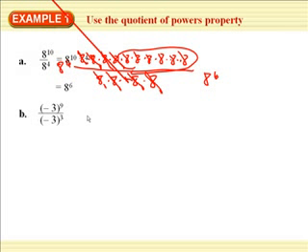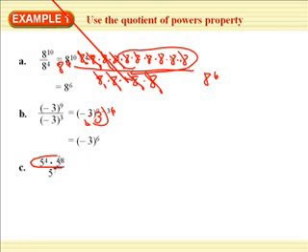So the bases are the same, so the base stays, and it's going to be 9 minus 3, which is 6. So negative 3 to the 6th. Now this one, what we need to do is simplify on this top before we can subtract. The bases are the same, so you add. So it'll be 5 to the 12th over 5 to the 7th, and we can subtract them. 12 minus 7 is 5. So it will be 5 to the 5th.